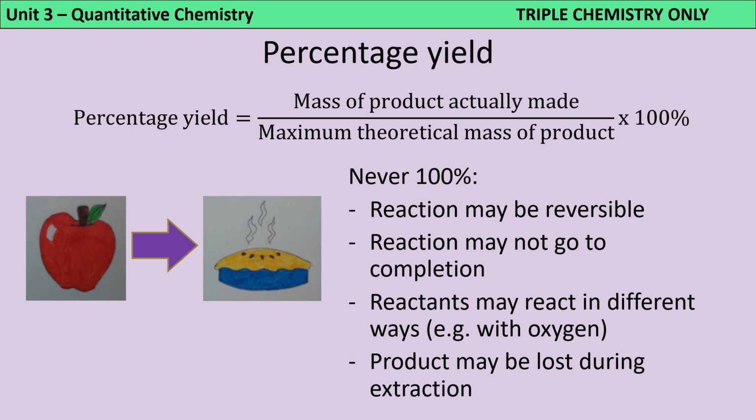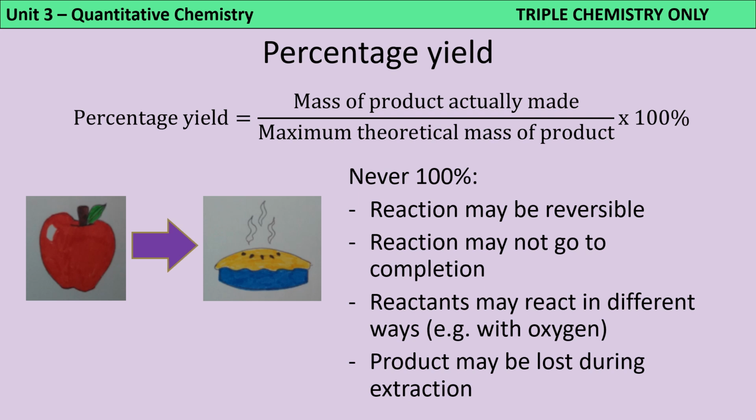If you're taking the triple science exams, then you need to know that percentage yield is a measure of how successful your reaction has been. So we compare the mass of the product that you did make with the theoretical maximum mass that you could have made. And then we express this as a percentage. It's never going to be 100% because you're never going to make as much product as you theoretically could have done. And this is for a number of reasons.